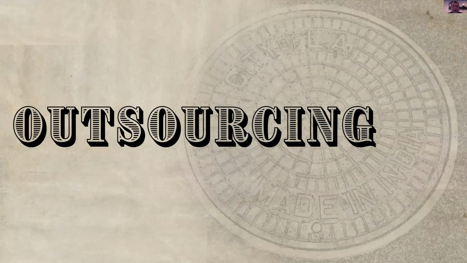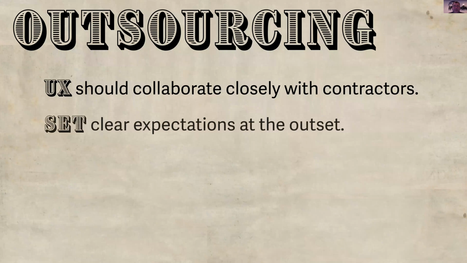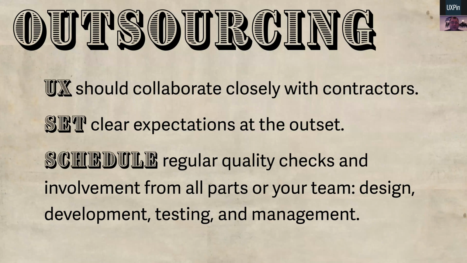So what can we learn from that? Well, UX should collaborate closely with contractors. You've got to set clear expectations at the outset of what is expected from your collaboration, how you're going to collaborate, what kinds of deliverables you're expecting, what the timeline is going to be, all that kind of thing. Schedule regular quality checks and involvement from all parts of your team. Design, development, testing, management, everybody should be involved with that.